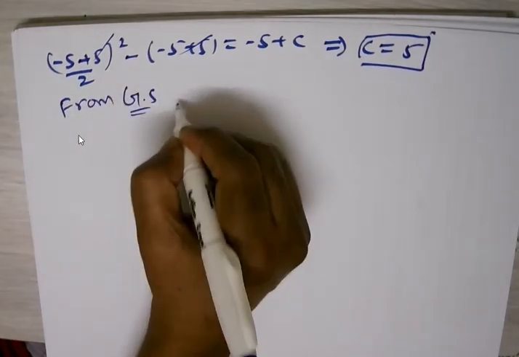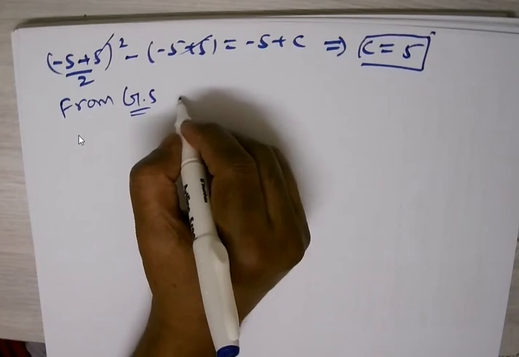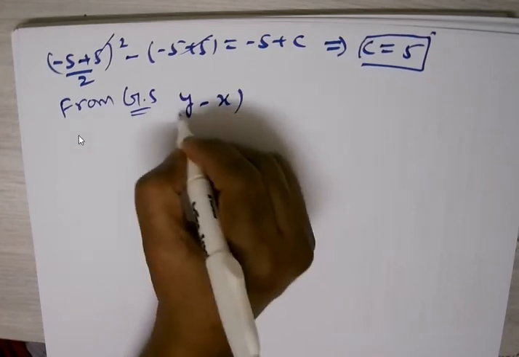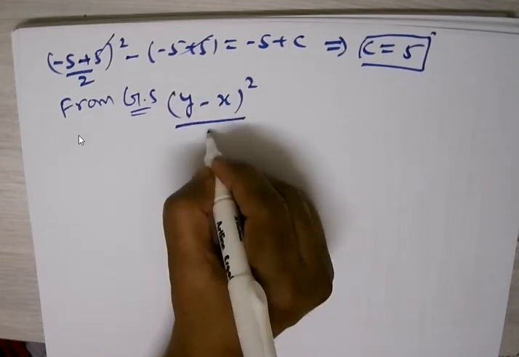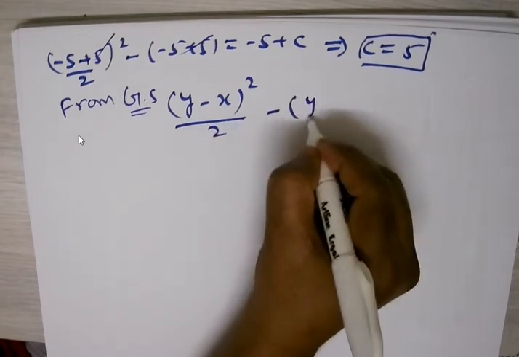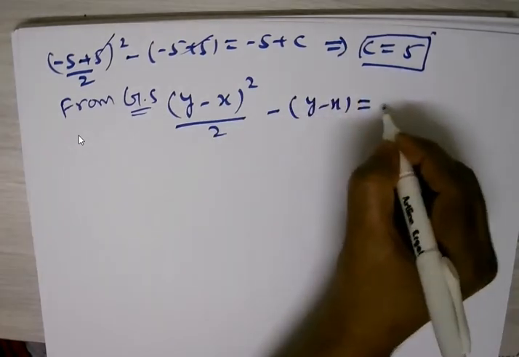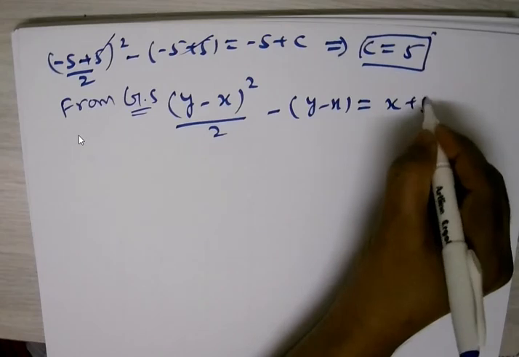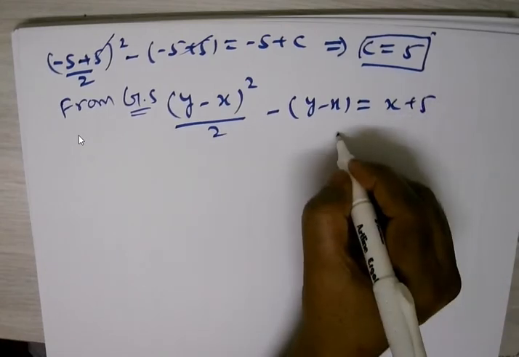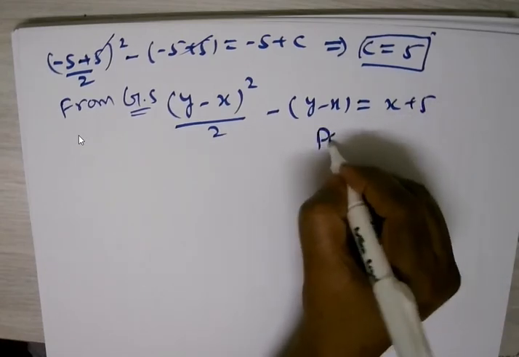From the general solution, GS means general solution, (y minus x) power 2 divided by 2 minus (y minus x) is equal to x plus c. C means 5. This is the solution of that one, which is called the particular solution.